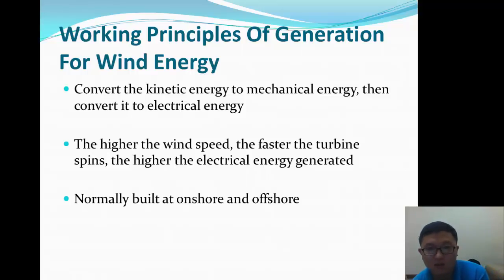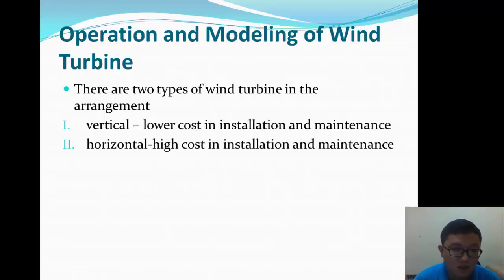And there are 2 types of wind turbine arrangement, which are vertical or horizontal. A horizontal wind turbine contains a yawing system, which needs high cost in installation and maintenance. Instead, a vertical wind turbine is cheaper, as it does not contain a yaw system.